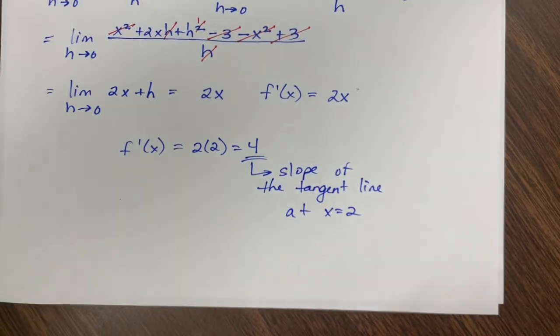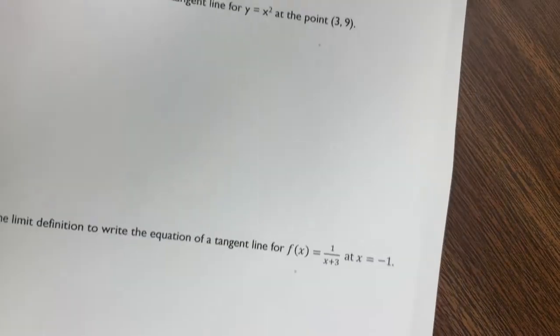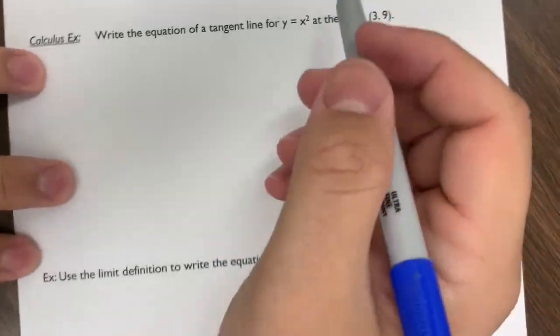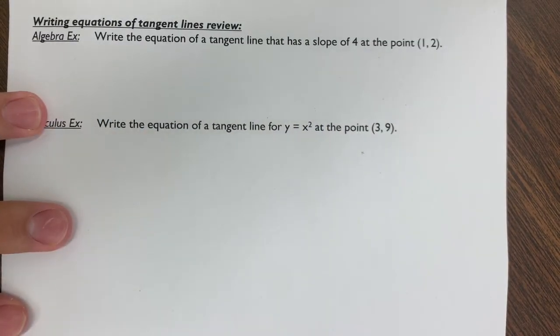I'm emphasizing this for a reason, because a lot of times we're going to go back and forth between derivative graphs and original graphs, and it's going to be really helpful if you know what each thing actually means. So, all right, this time we have to write the equation of a tangent line.